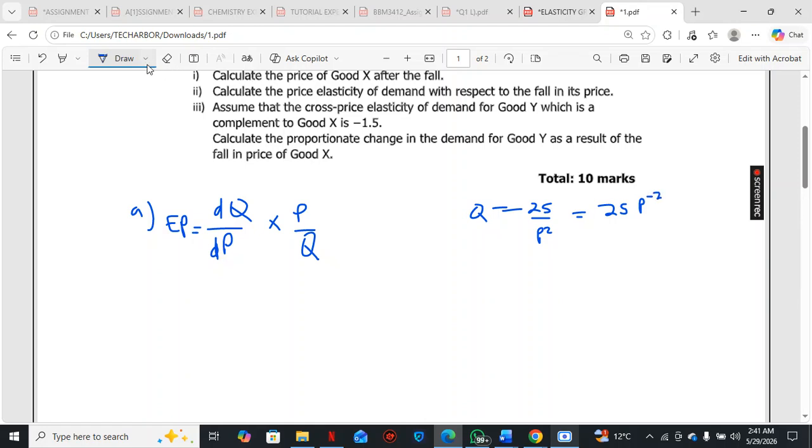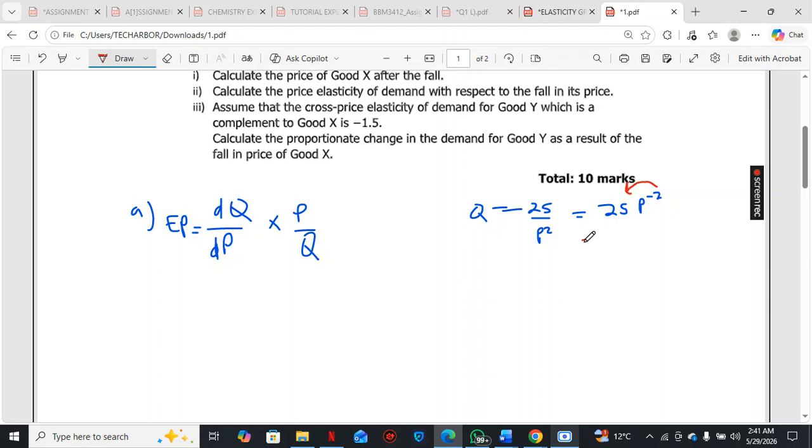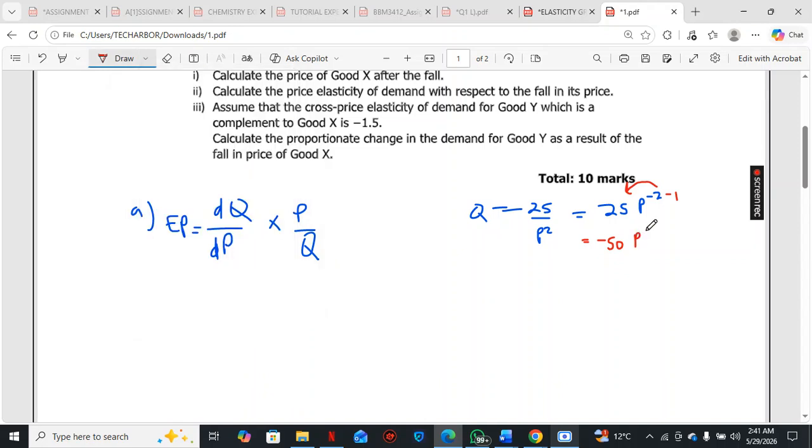So when we derive, we always multiply the exponent by the coefficient. So negative 2 times 25, you're going to get negative 50. Then you subtract 1 from the exponent. So we're going to have negative 50P to the power negative 3, which can now be rewritten as negative 50 over P cubed. Again, I've applied laws of indices. Whenever I've got a negative index, get the reciprocal.